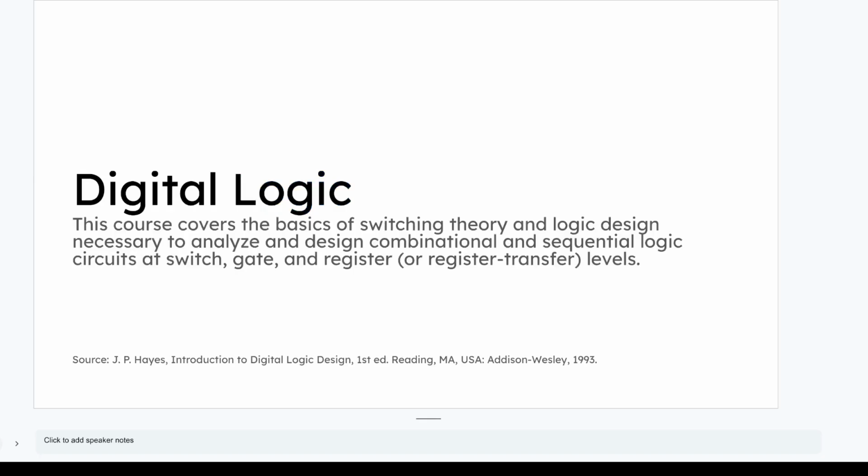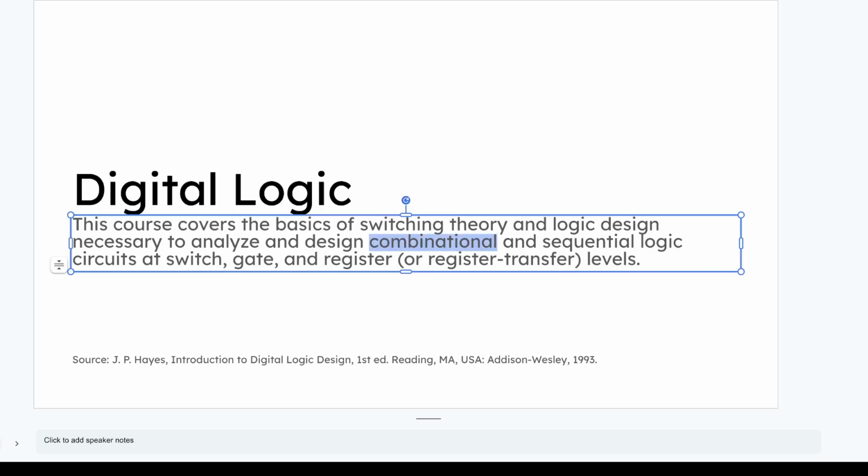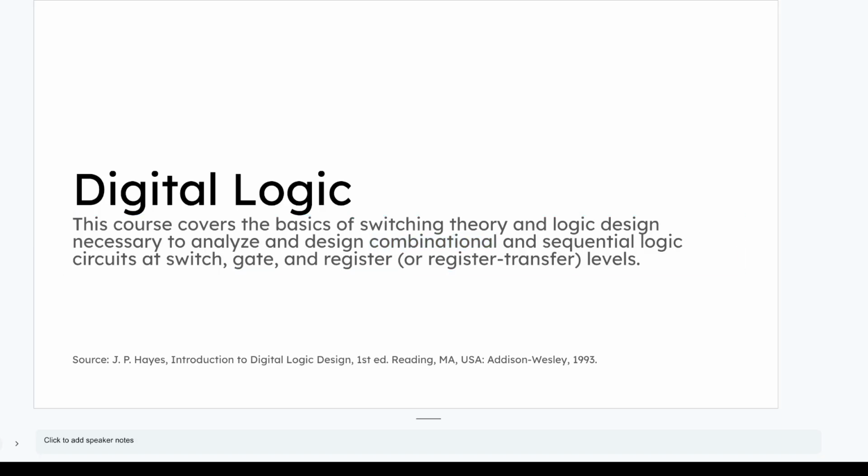Let us talk about digital logic. Here two words are there, one is digital and the other is logic. Let's try to understand what this course is about. This course covers the basics of switching theory and logic design that is necessary to analyze and design combinational circuits and sequential circuits. These combinational and sequential circuits are the building blocks for modern processor design, right, at switch, gate and resistor levels.